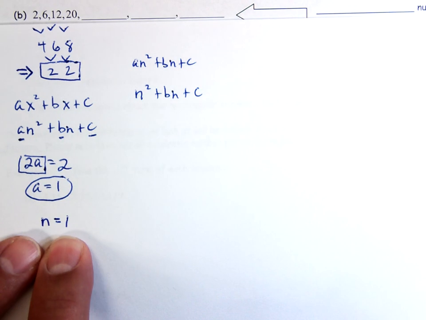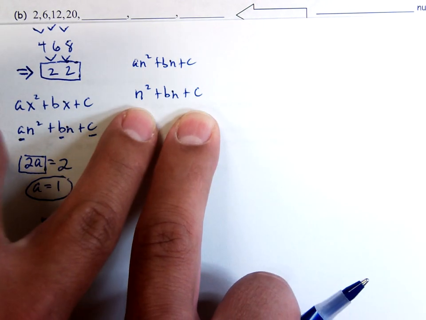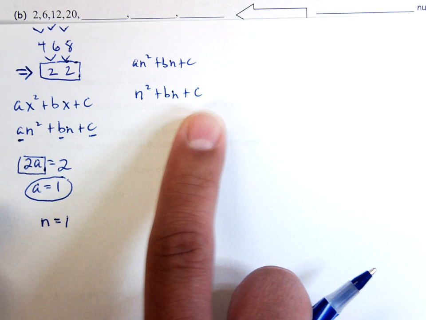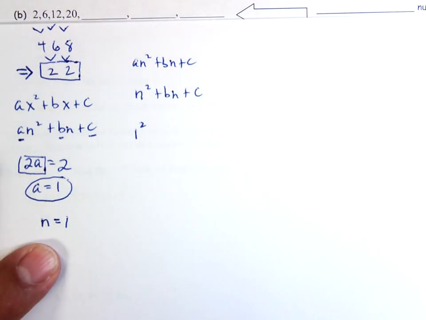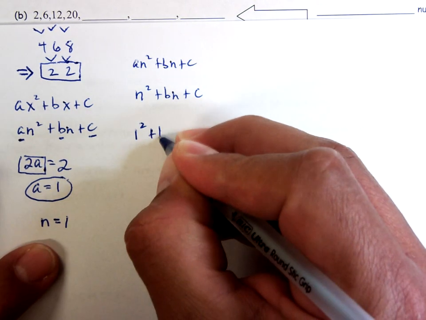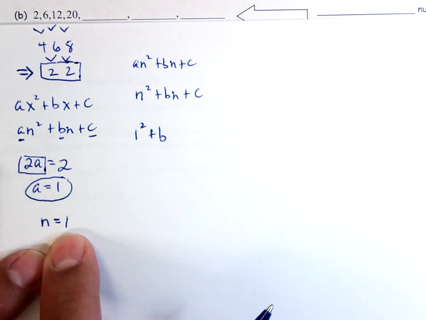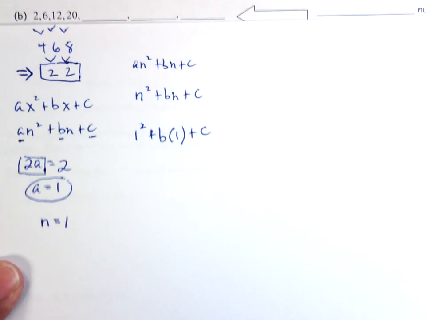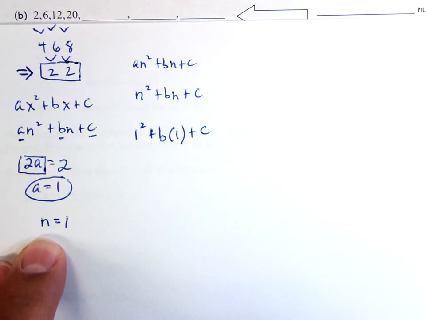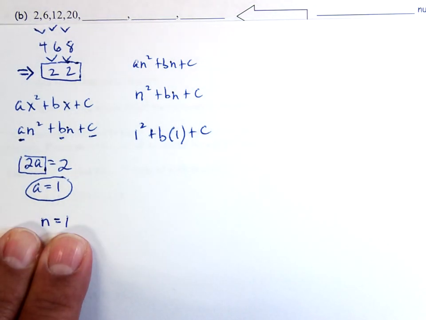So let me put 1 in for the n. I'm going to let n be equal to 1, and I'm going to substitute it into my quadratic. So instead of putting n squared, since n is equal to 1, I'm going to put 1 squared, plus b times 1, plus c. Now remember, n is the number that's in that place. When n is equal to 1, that means my first term. When n equals 2, that means my second term. When n equals 3, that means my third term, and so on.